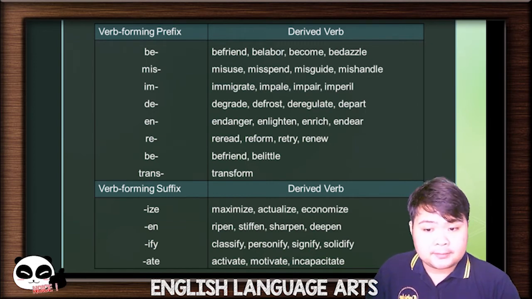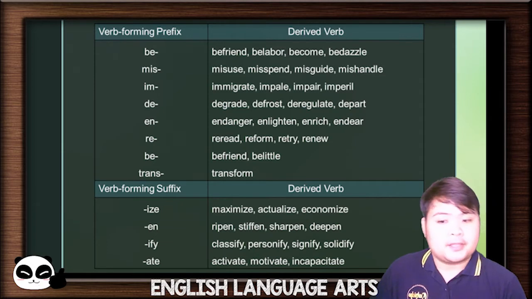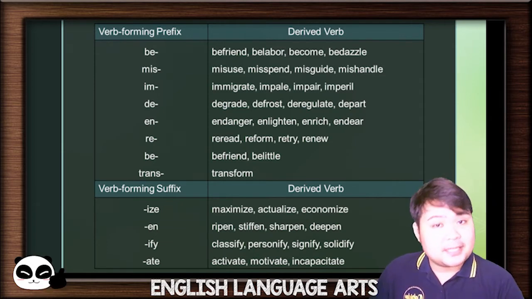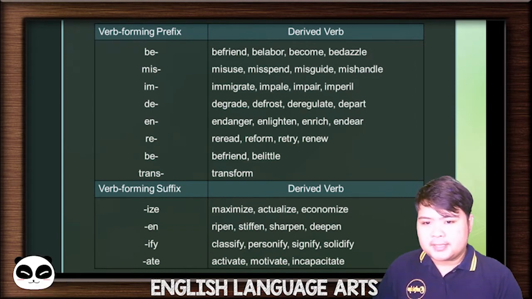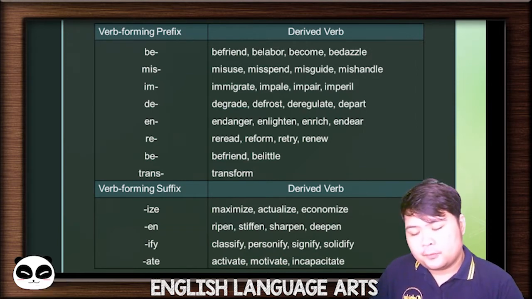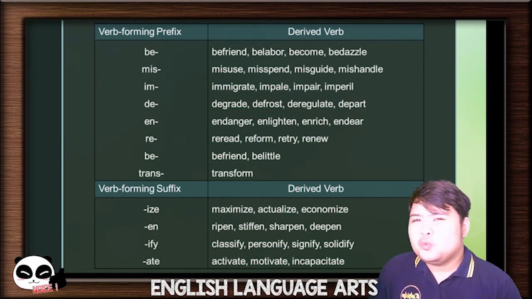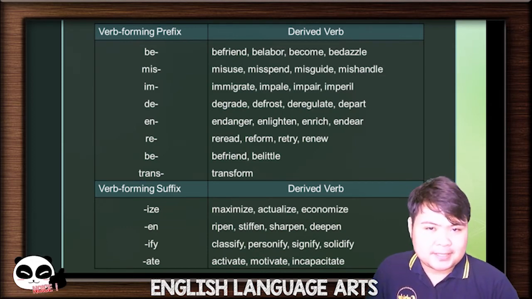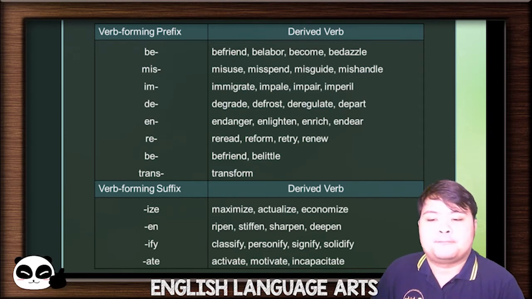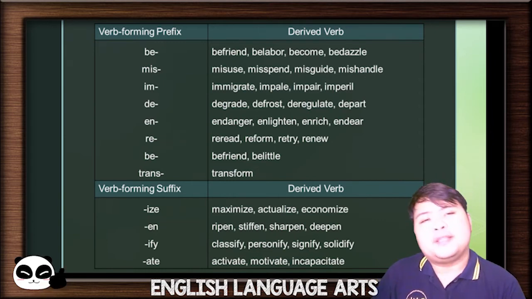We have re: reread, reform, retry, renew. We have another one, little, it's another addition. And then trans, we have transform. Notice some of them were nouns, some of them were verbs already. And when you add these prefixes, you turn it into a verb, or the verb has a different meaning now. Look at the next ones.